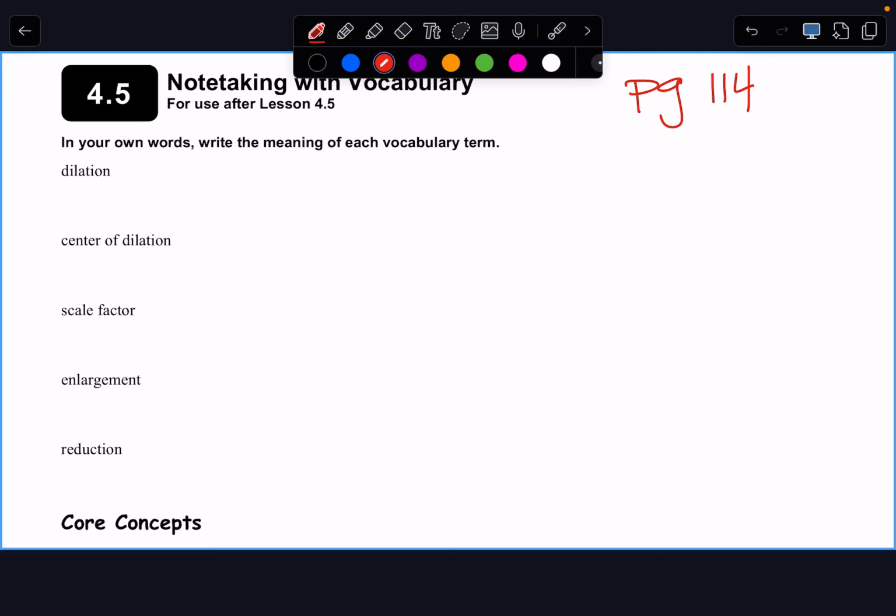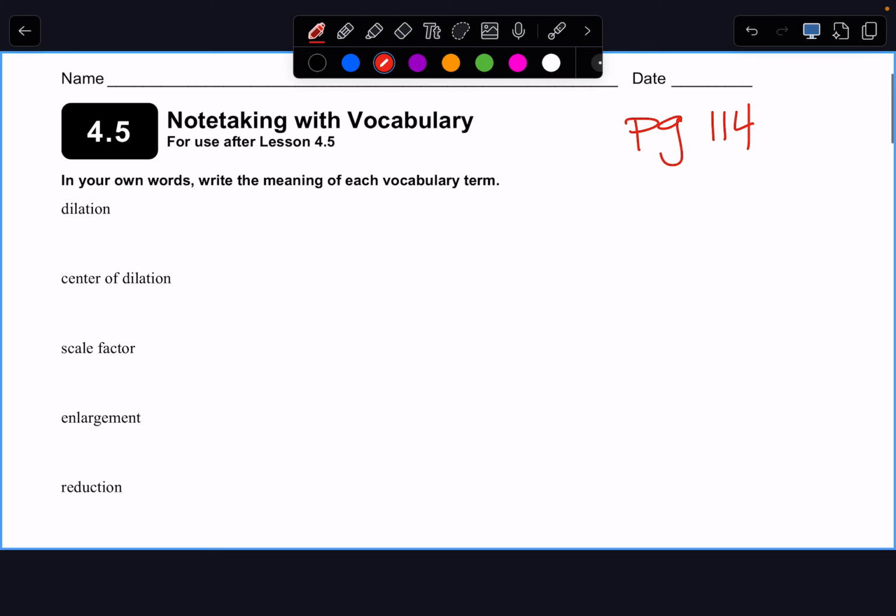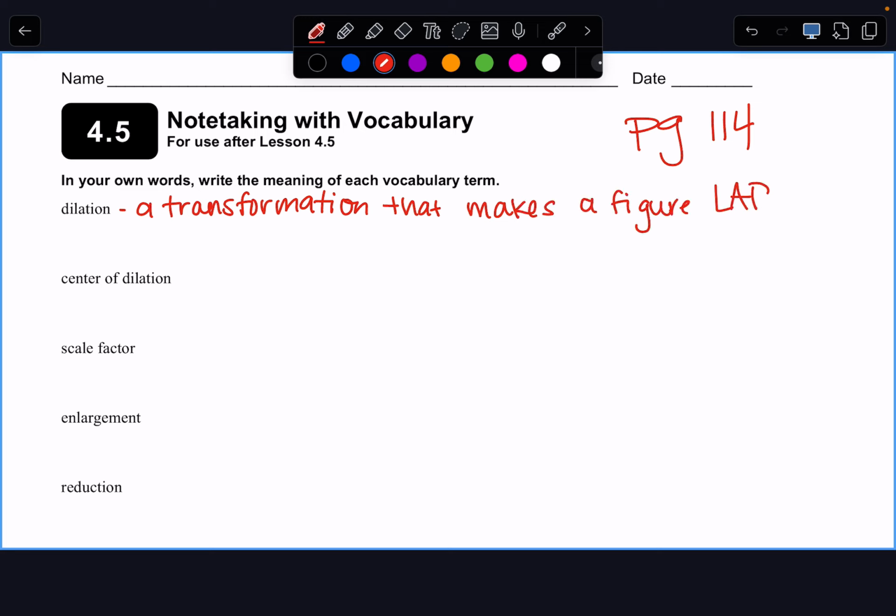We are going to talk about what a dilation is. What you just essentially played around with in your activity was a dilation. A dilation is a different kind of transformation. What does it do with our figure? It's going to make our figure either larger or smaller.